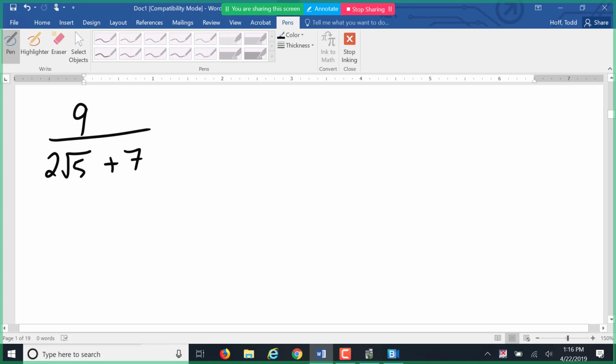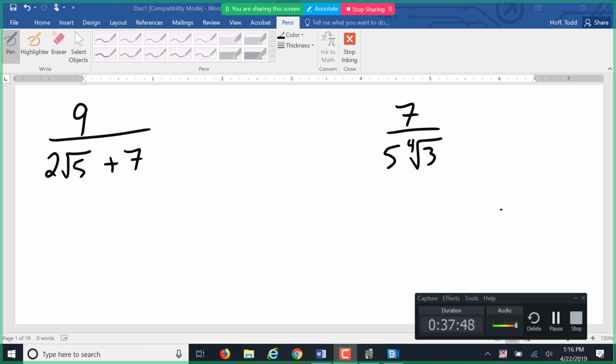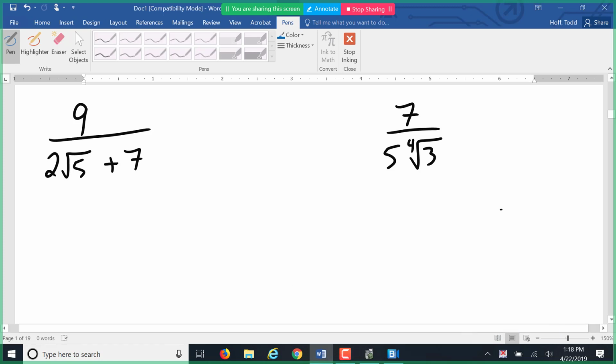Rationalize the denominator of that one and this one. So 9 over 2 root 5 plus 7, and 7 over 5 times the fourth root of 3. I'll give you a couple minutes to do those. You might not quite be done yet, but let's take a look.